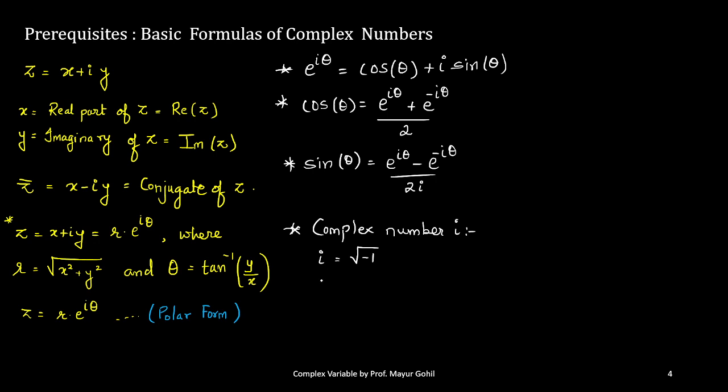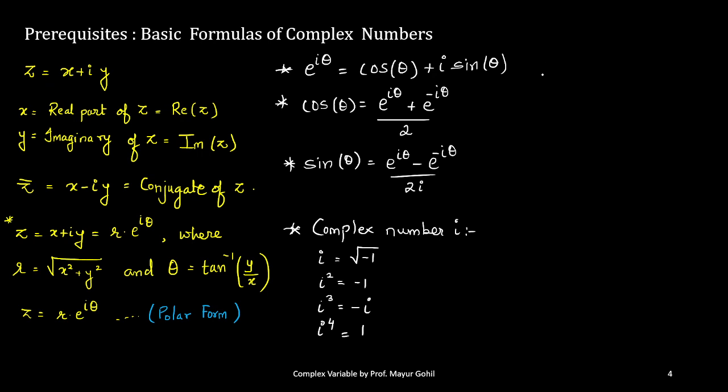So here i square is nothing but minus 1. Then i cube is nothing but minus i. And then we have i to the power 4, which is 1. So these are some very basic formulas related to complex numbers, and their derivatives also would be very normally seen. So these are some important formulas.